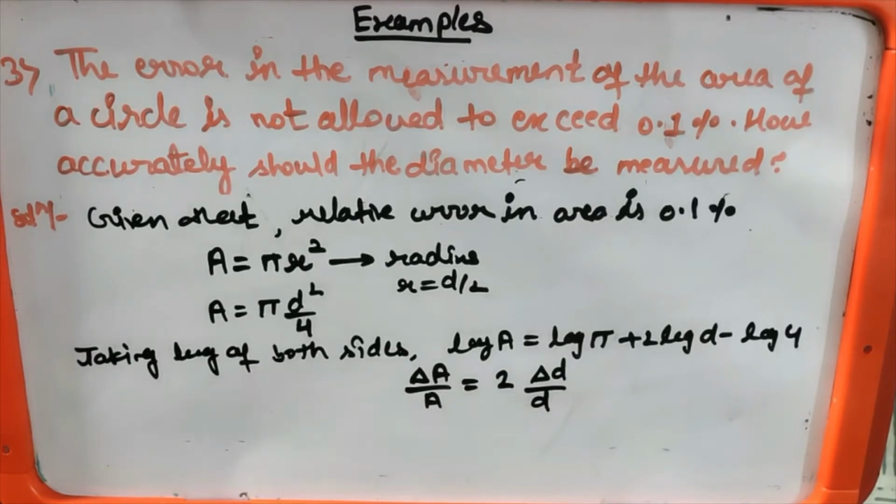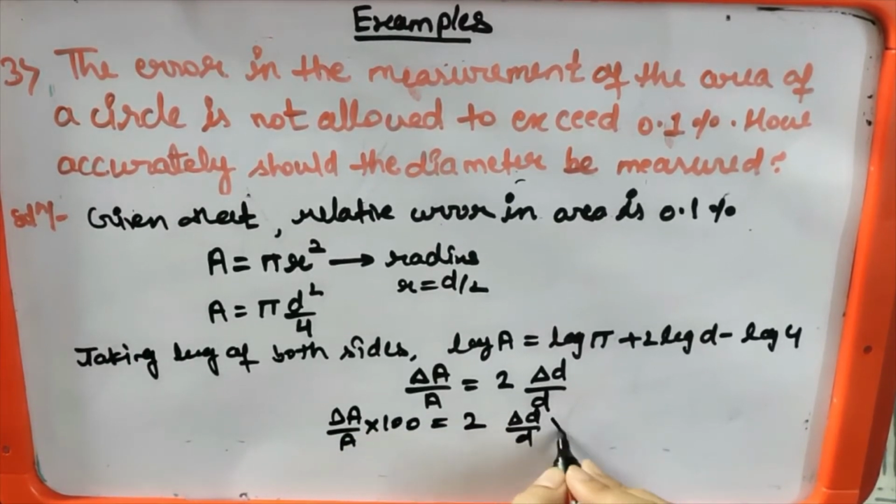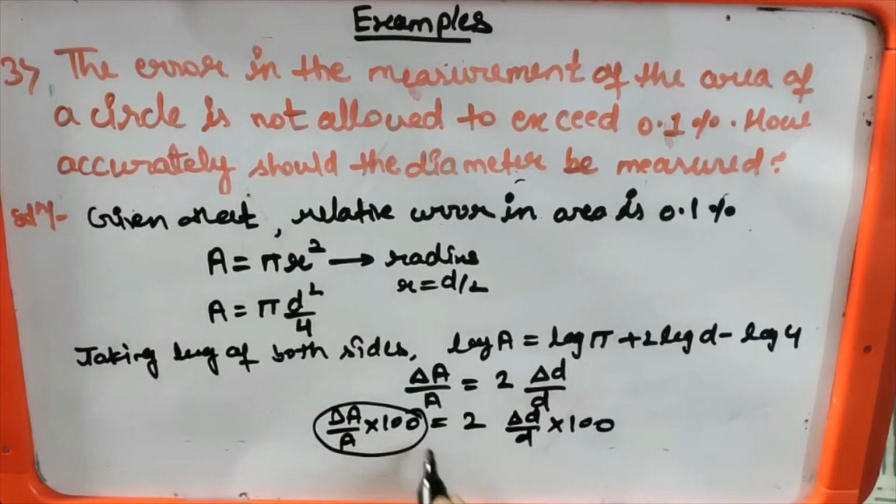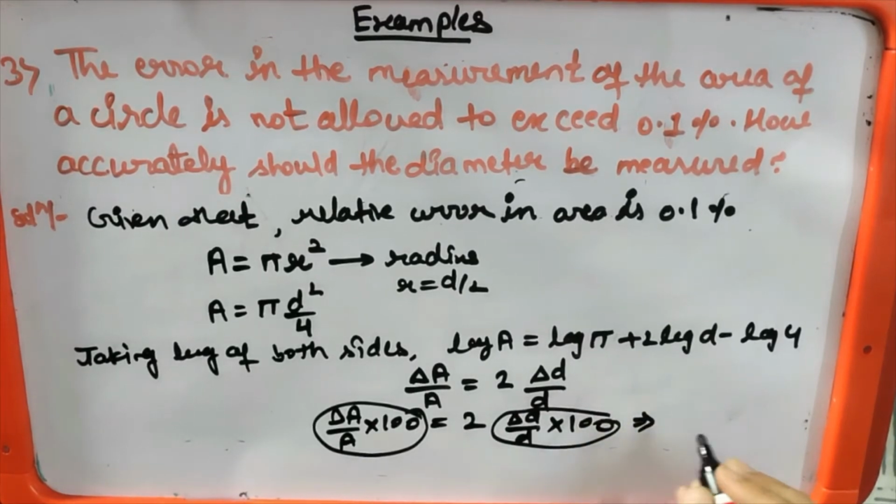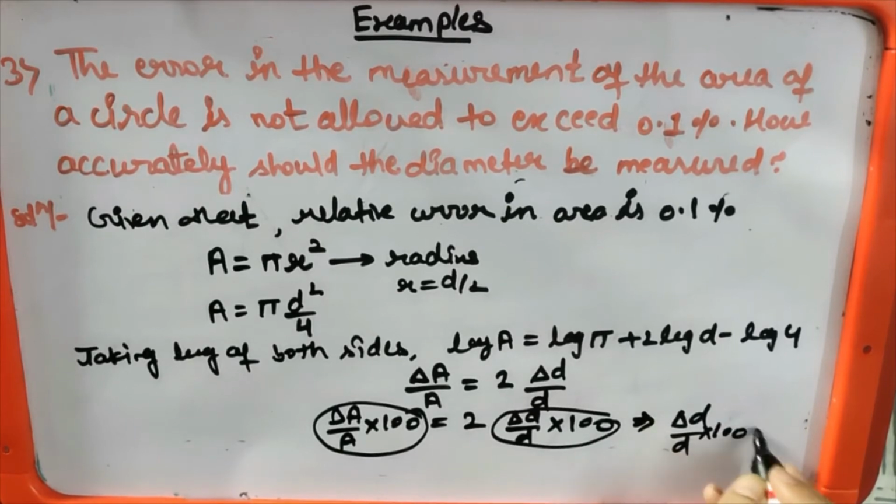Now percentage error is given, multiply both sides by 100. This value is given and we have to find out the value of this, that is relative error in diameter. Then this will become delta d upon d into 100 is equals to value of this 0.1 by 2, that is 0.05. This is our relative error in diameter and this is our final answer.